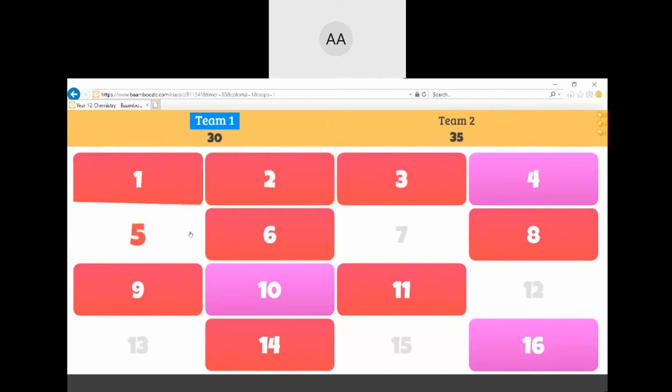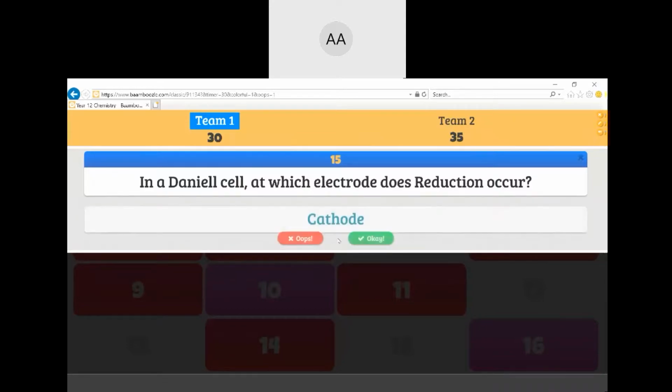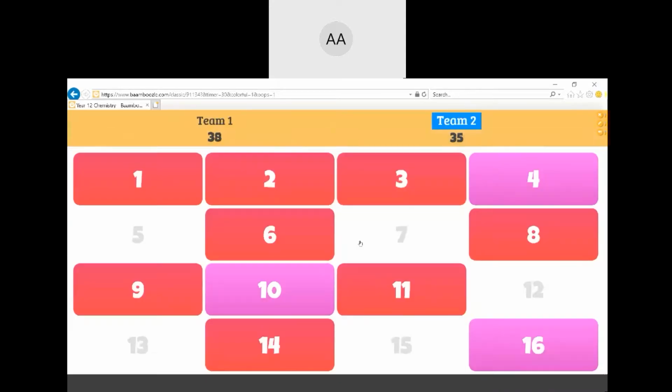Team one, number 5, let's go. Oh, another question on a Daniell cell. In a Daniell cell, at which electrode does reduction occur? Oh, you're hitting me early with this answer. Let's go then check. Fantastic. Cathode. Everybody's on form today. You're all getting your answers right.